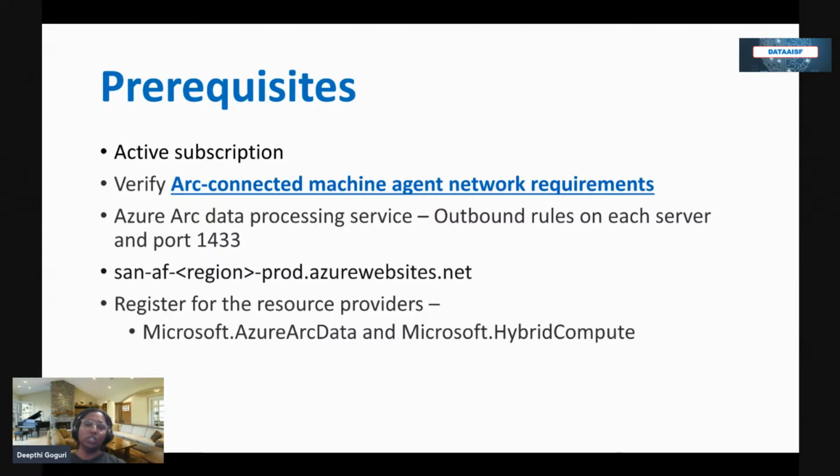So to register the machine itself, the Windows or the Linux machine, first you need to have some network requirements. You can go ahead and look into the requirements by clicking on that, but we need to have certain outbound rules on each server, and port 1433 needs to be enabled. And also you need to register two resource providers. These are the prerequisites, right? So Microsoft Azure Arc Data, and Hybrid Compute. These are the two main resource providers that you need to register by using the Azure portal.